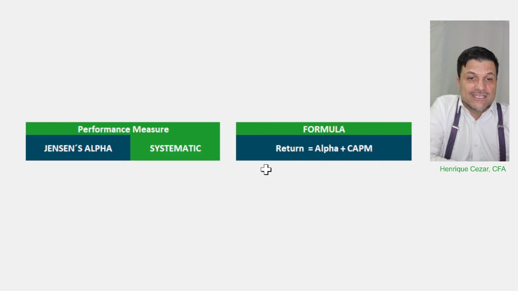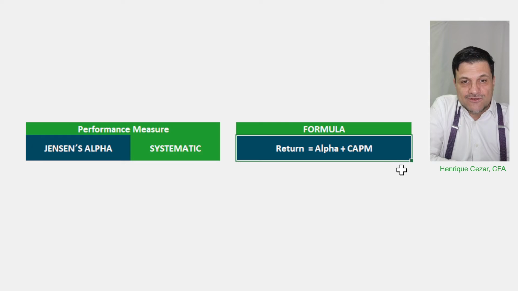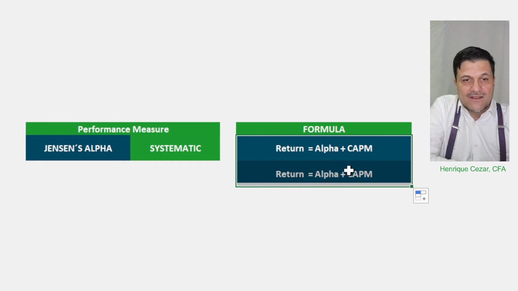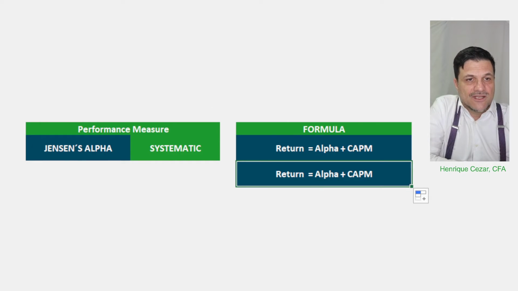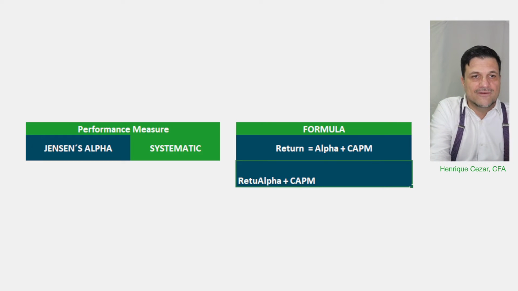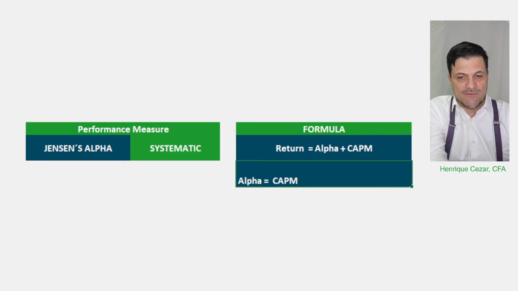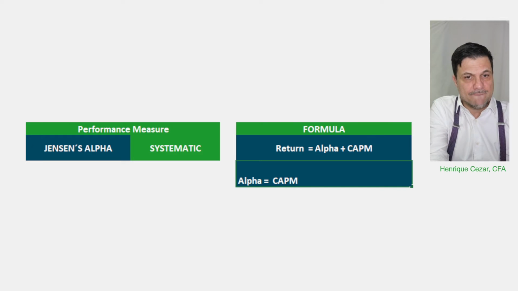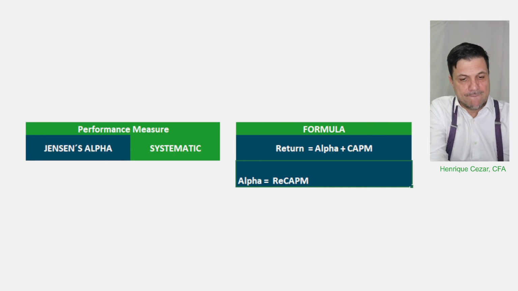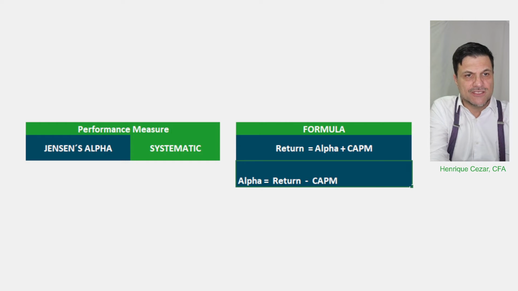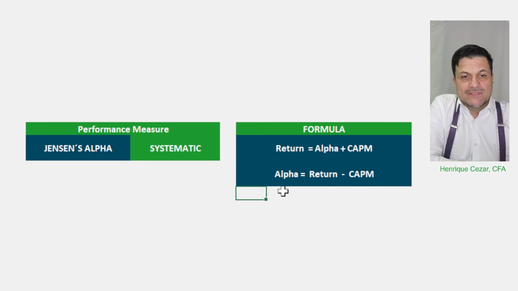To get the Jensen's alpha, I have to isolate it, the alpha, right? So here I'm going to put it this way. Alpha equals the CAPM, which is the expected return using CAPM, the capital asset pricing model, minus, actually, let's put it the other way around. Let's put the return made by the manager minus the CAPM. That will be better, right?